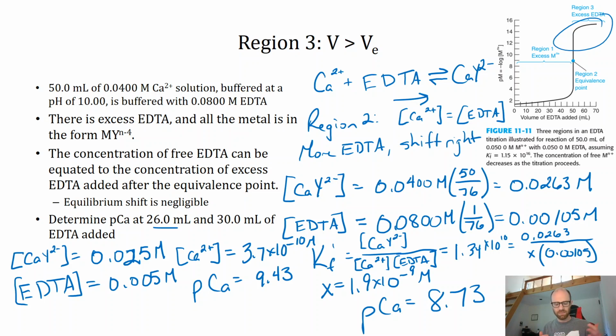So to kind of sum things up, region 1 was like a strong acid, strong base titration. Region 2 was like a weak acid titration, and region 3 is kind of unlike anything else. It's its own thing, which is kind of neat because it's like a nice review and then a nice extension.